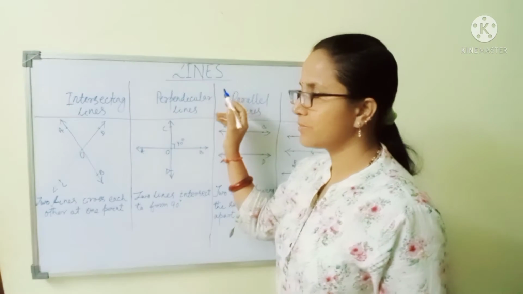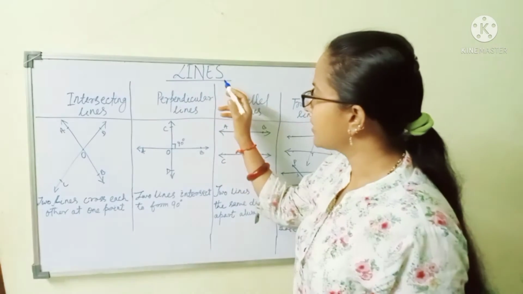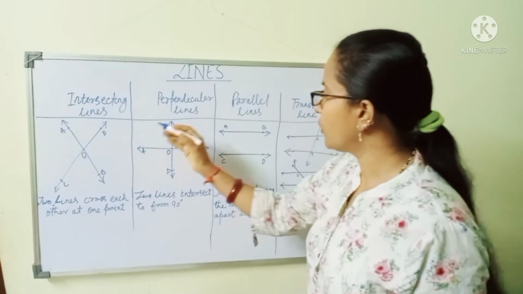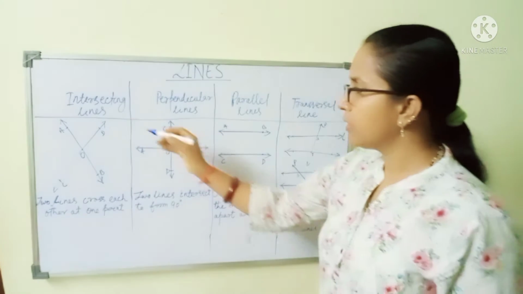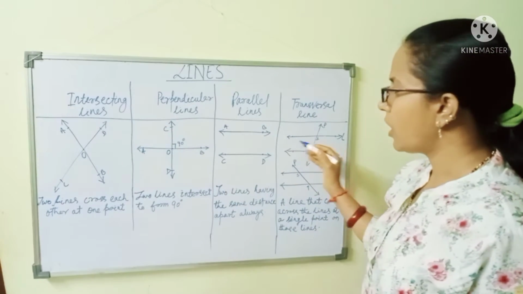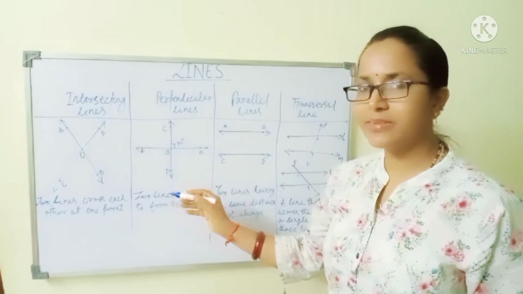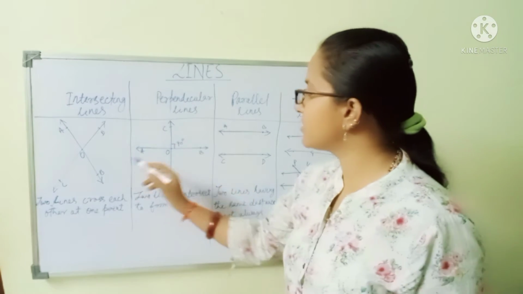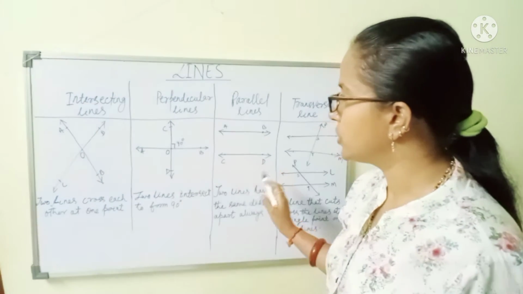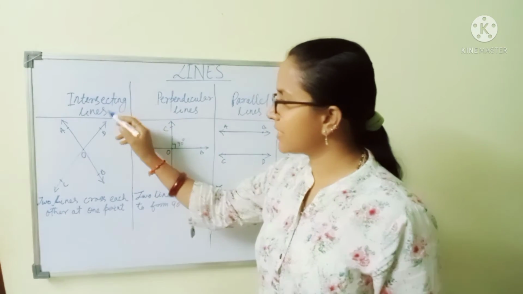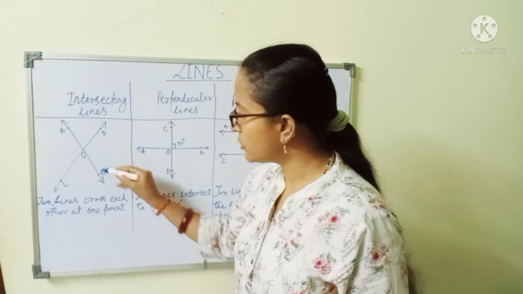These are the lines. Here you can see all the lines on one page. I will compare all the lines and how they are represented. What are the differences and what are the similarities? You can find out. So, what are intersecting lines? You can see.